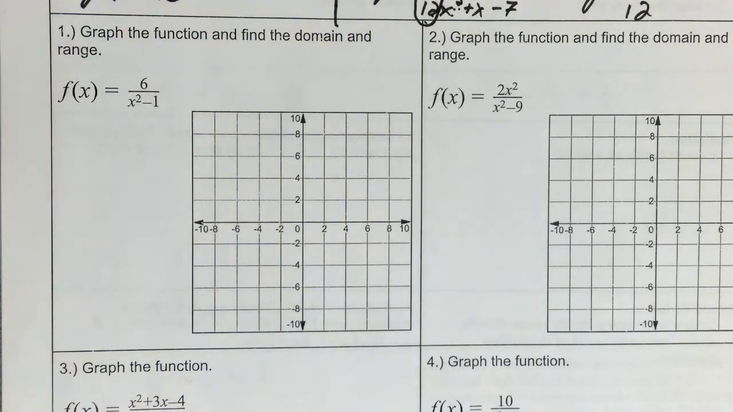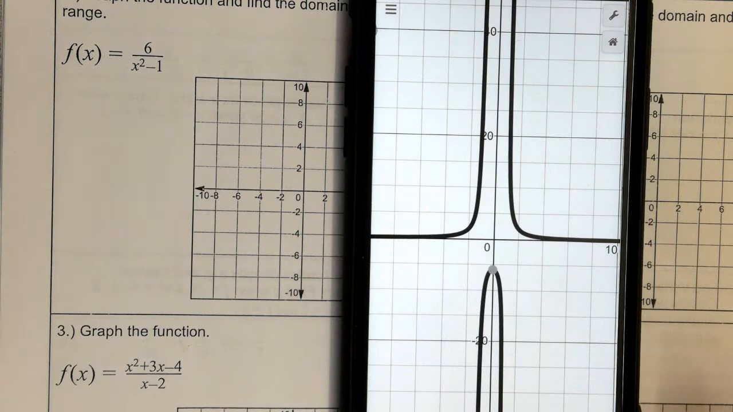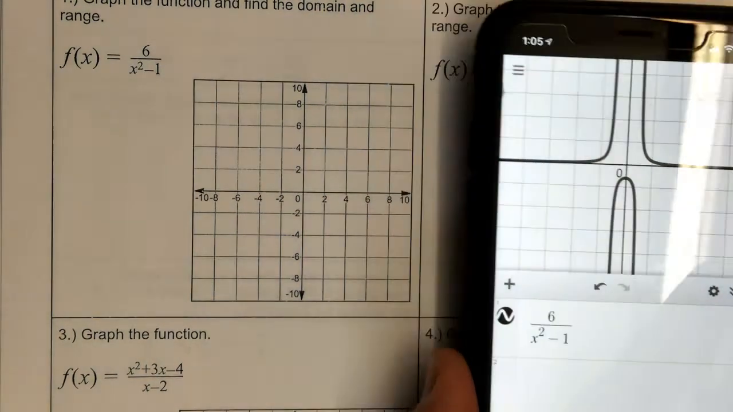All right, so let's look at the graph of the function 6 over x squared minus 1. And we will sketch that, and then we will find the domain and the range. All right, so we've got 6 over x squared minus 1. This is what the graph looks like here. Okay, so this is what I've got for the graph.